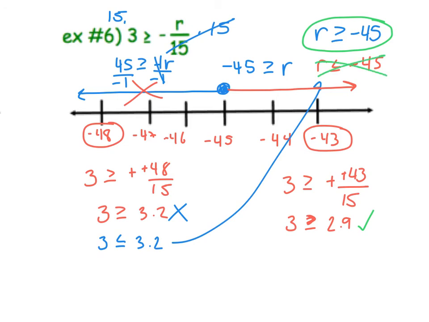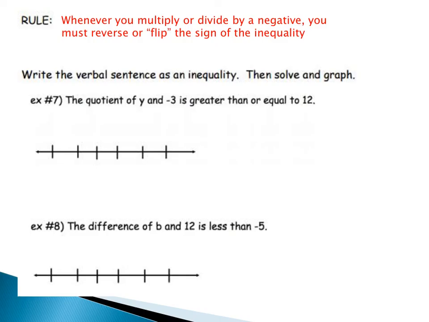So what do we notice here? In both these examples, I had to divide by a negative or even multiply by a negative. And what ends up happening? When I multiply or divide by a negative, the sign flips. The inequality reverses. And this is going to be one of the rules that you guys are going to need to understand. Anytime you are solving an inequality, anytime you have to multiply or divide by a negative number, you must reverse or flip the sign of the inequality.